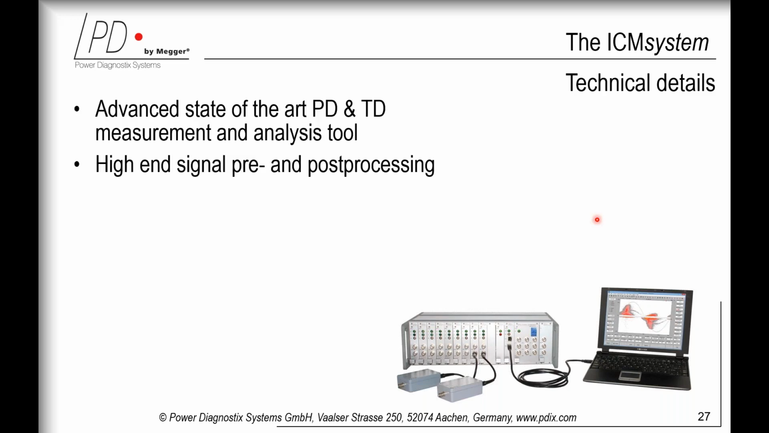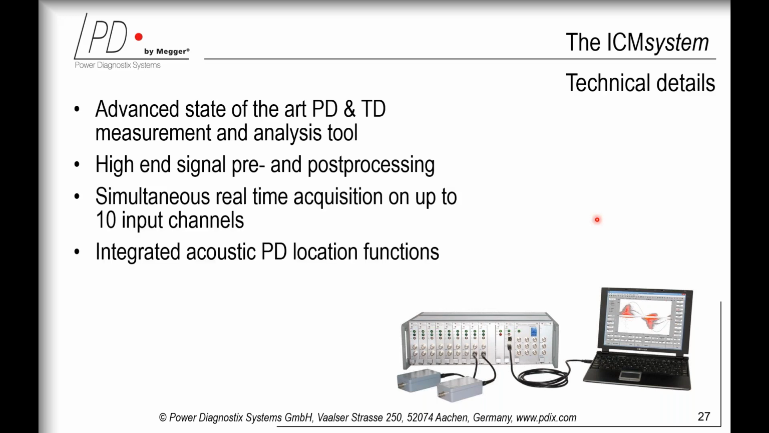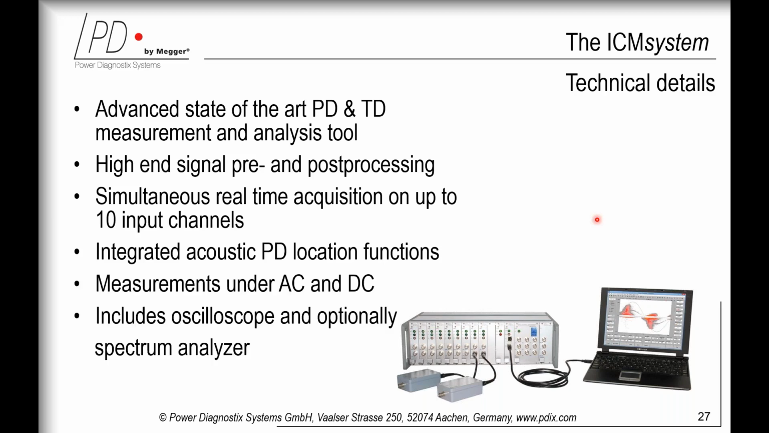The ICMsystem is an advanced state-of-the-art PD and tangent delta measurement system with high-end signal pre- and post-processing, simultaneous real-time acquisitions on up to 10 input channels, and integrated acoustic PD location functions. It's able to perform measurements under AC and DC voltage, includes an oscilloscope, and optionally the spectrum analyzer.